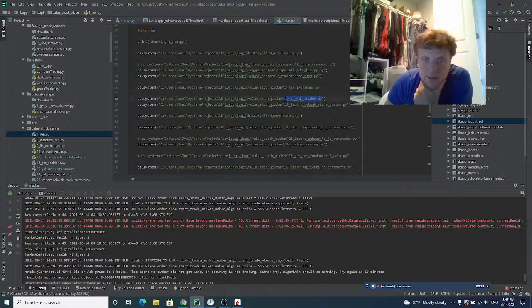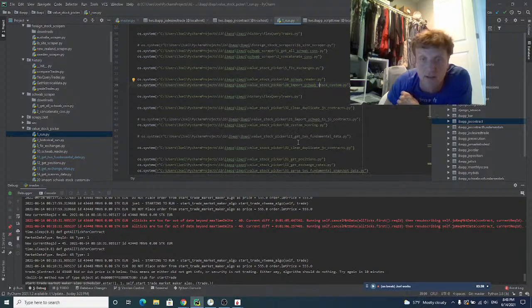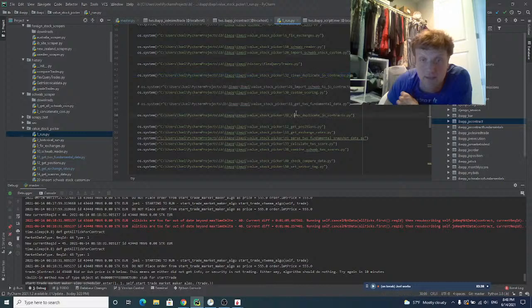Schwab Reader, this goes through and reads out the CSVs provided by Schwab, and then I have a program that scores Schwab stocks. That's what that does right there. This cleans out duplicates, and then it does an additional level of scoring.